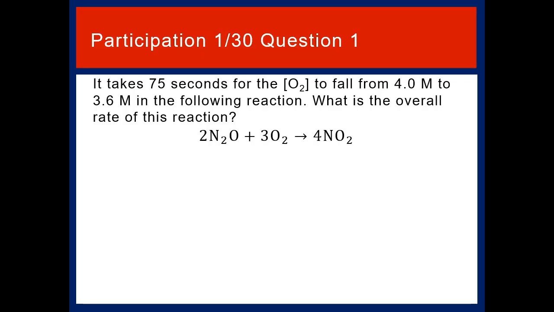Again, it takes 75 seconds for the concentration of O2 to fall from 4.0 molar to 3.6 molar in the following reaction. What's the overall rate of the reaction? The reaction is 2N2O plus 3O2 yields 4NO2.